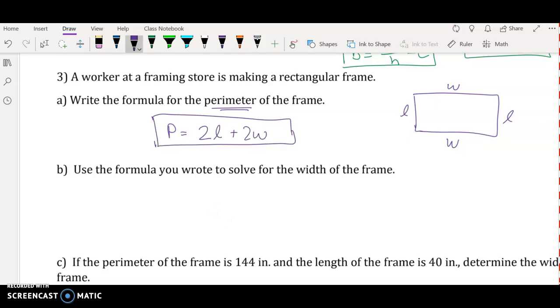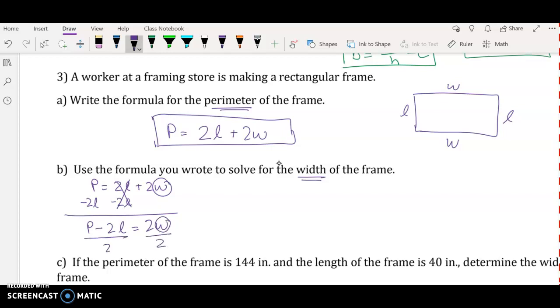Now what we're going to do is take this formula and solve for something else. So we're going to take this equation and solve for the width of the frame. So we get P equals 2L plus 2W. W is the one we want to get by itself. So we need to move the 2L to the other side. And since it's separated with addition, we're going to go ahead and subtract that from both sides. We get P minus 2L equals 2W. Now the W is almost by itself. We're going to have to get rid of that 2. So in order to get rid of that 2, we're going to divide both sides by 2.